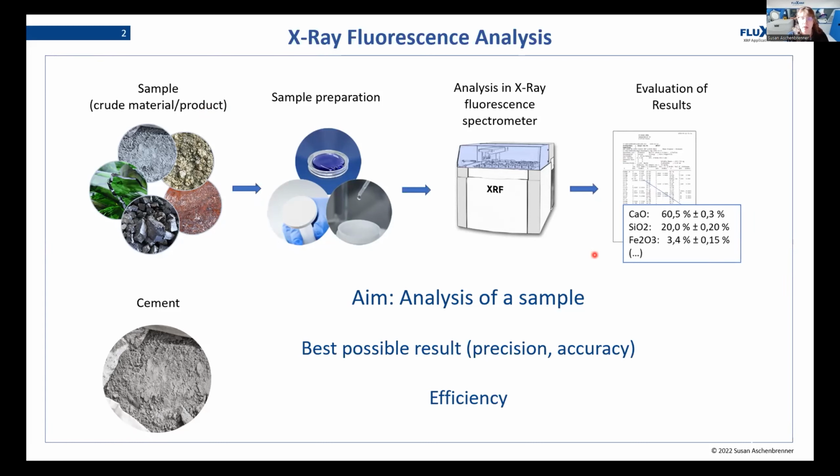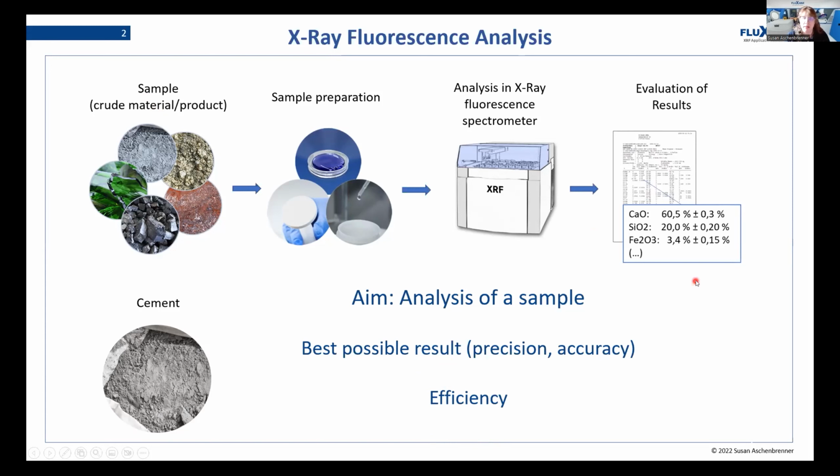And in the second row, we want to have a best possible result. We want to have a look at precision there. And we have a look on accuracy there. But also one big point is efficiency. We want to have the efficiency getting from the sample to the evaluation of results. And this means time and cost efficiency.